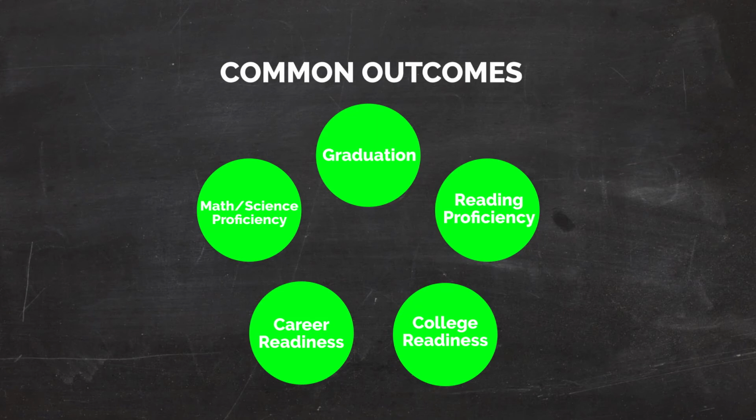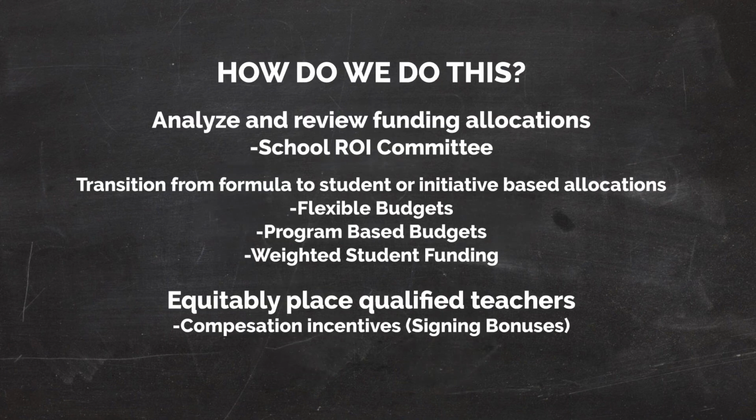And so we need to recognize that there are different needs and thus different funding requirements in order to provide that equity to get these students to the common educational outcomes. What are those common outcomes? Graduation, reading proficiency, math and science proficiency, and college and career readiness. We would like for all of the students within the Clark County School District to have these common outcomes, and we recognize that it's our goal to equitably distribute funding within the district in order for every student to achieve these outcomes. So how do we go about doing this?